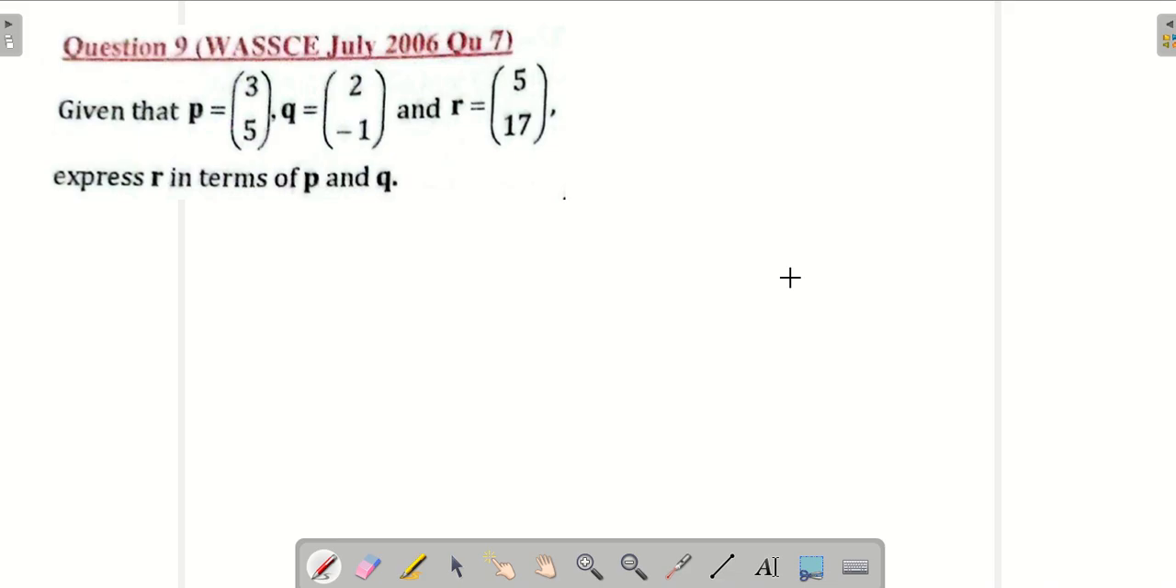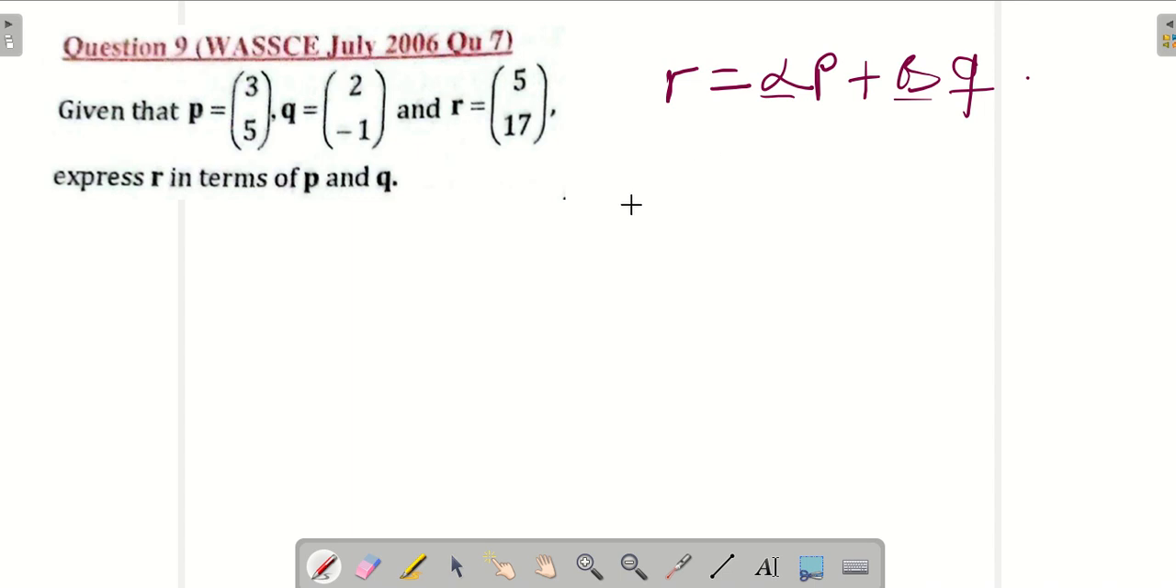Are you done? Yes. Given that P is equal to (3, 5), Q is equal to (2, negative 1), and R is equal to (5, 17), express R in terms of P and Q. If we are expressing R in terms of P and Q, then we can say that R will be equal to some scalar multiplying P plus another scalar multiplying Q, where alpha and beta are scalars.